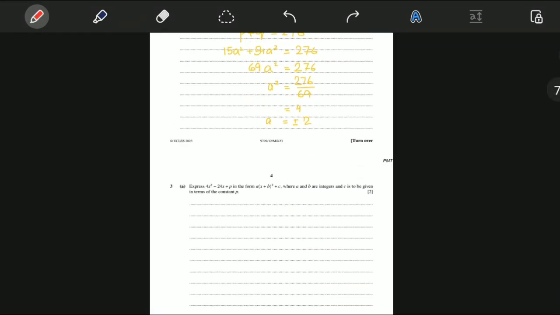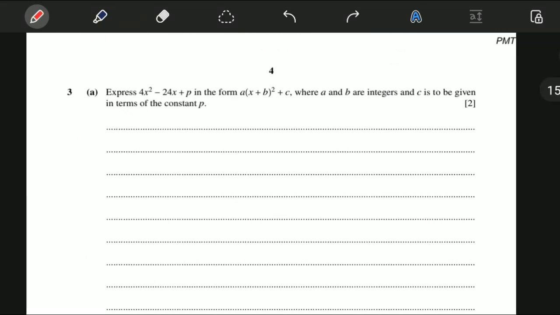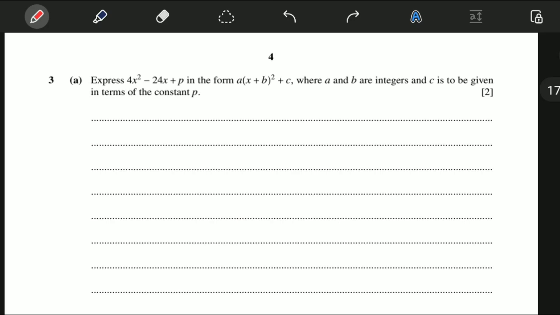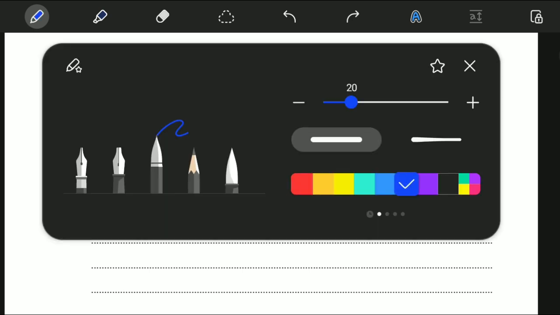Okay, so now question 3. Question 3 says express 4x square minus 24x plus p in the completed square form, (ax plus b) whole square plus c, where a and b are integers and c is to be given in terms of the constant p. Okay, so let's solve it.